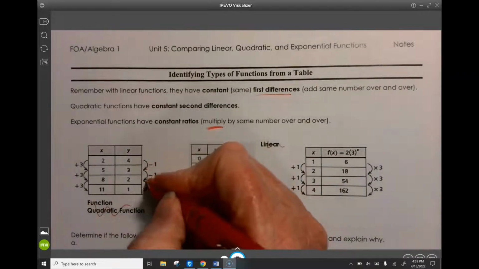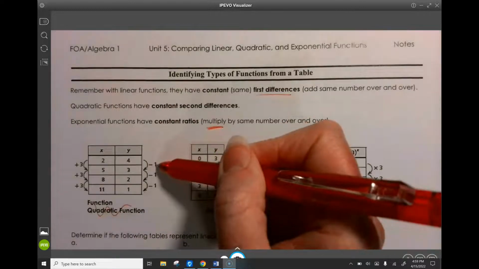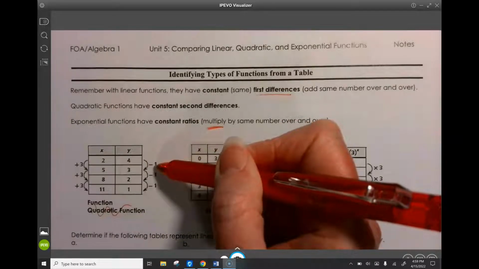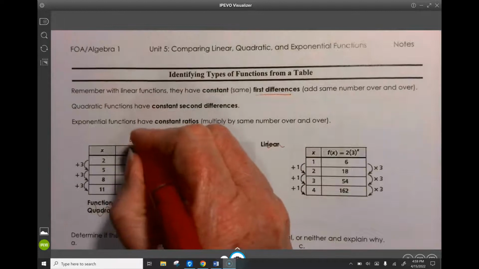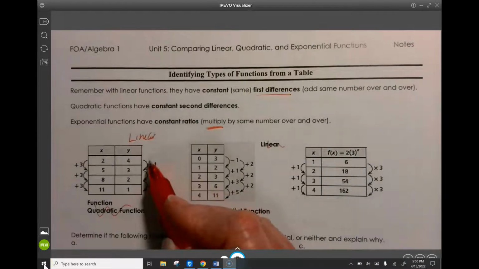See how it changes by 1? Okay? It goes down. It can go down or up. It doesn't matter. I know we said common difference, but down or up. So this one is linear because that's how it goes, down or up. How does it change? And it's an addition or subtraction.